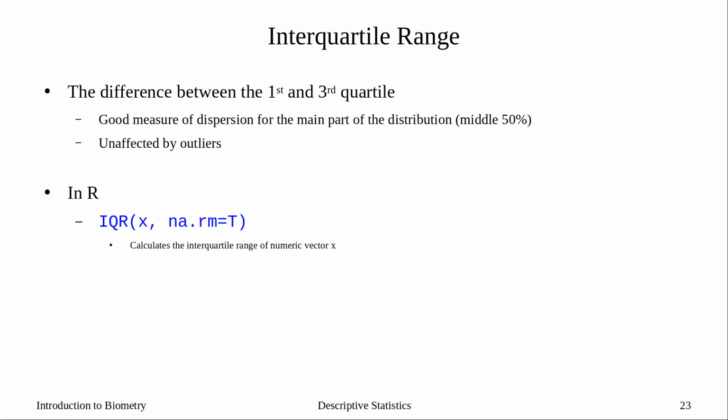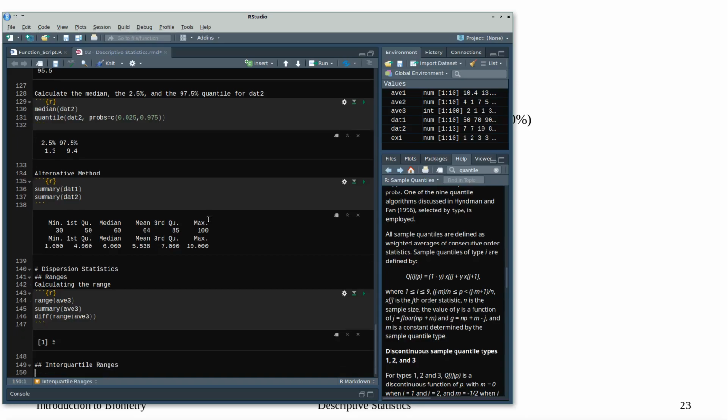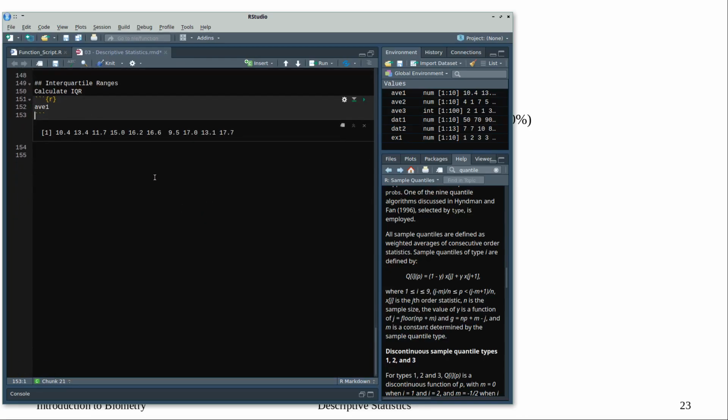So let's go back to RStudio to see how we can calculate interquartile ranges. All right, this time we will use AVE1. So we will calculate IQR. Again, I'm just going to check to make sure I have AVE1 in my data set, and I do. So it works. If not, make sure you run that very first chunk to create the AVE1.